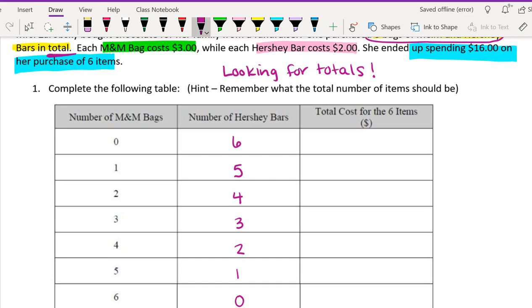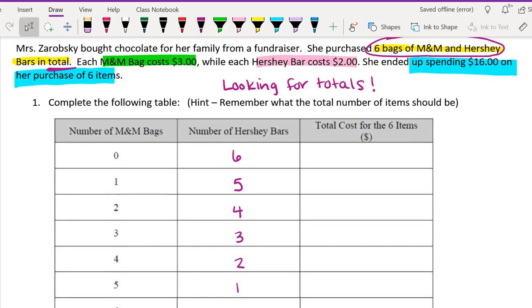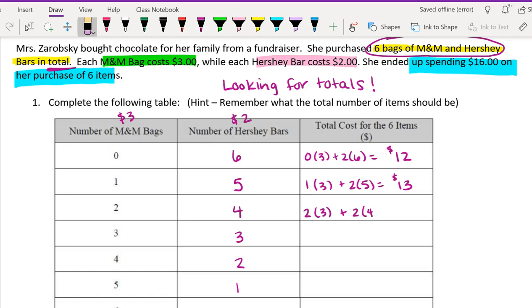The total cost, if I buy 0 M&Ms and 6 Hershey's, well, M&Ms are $3 each, whereas Hershey bars are $2 each. So I'm just going to take these numbers and I'm going to multiply them. So I'm going to take 0 times 3 plus 2 times 6. That's a total of $12. 1 times 3 plus 2 times 5, that's a total of $13. 2 times 3 plus 2 times 4, oh sorry, that was wrong. 2 times 2 plus 2 times 4, we're spending $14.